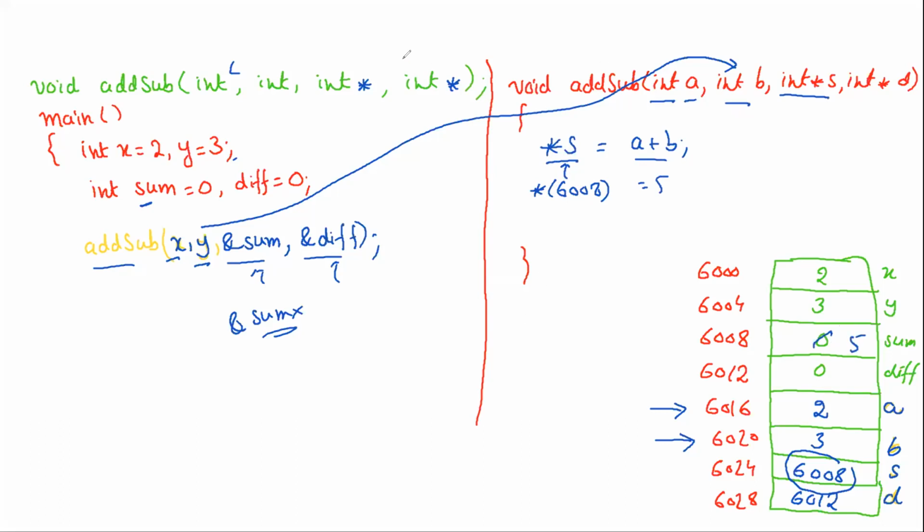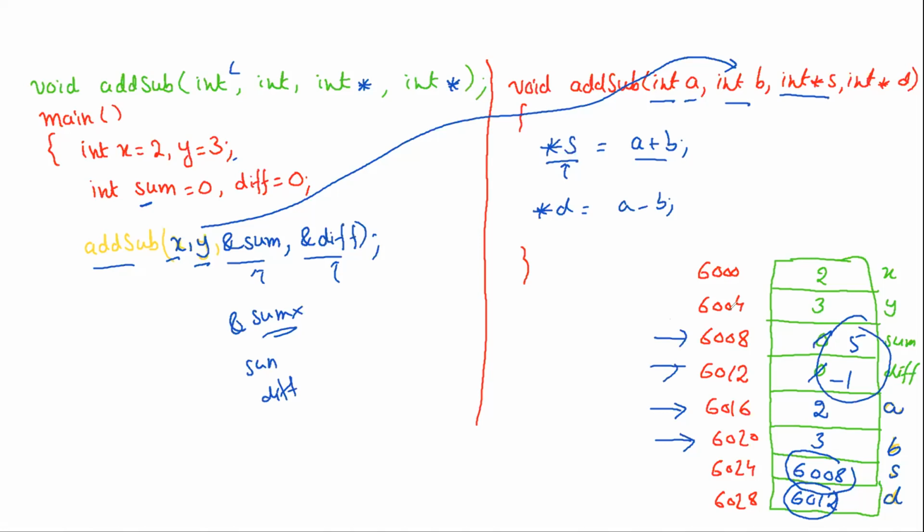Similarly, if I do the same thing with D, I can write something like star D is A minus B. So you are saying the contents of 6012 get the value A minus B. 2 minus 3 is minus 1, so they get the value minus 1. Now you see when the function terminates, you come here, and sum and difference now have new values.